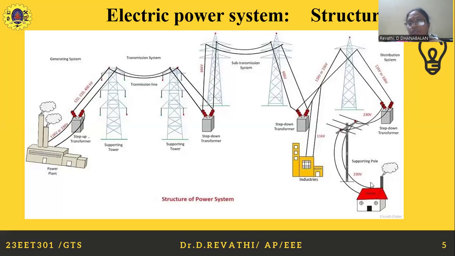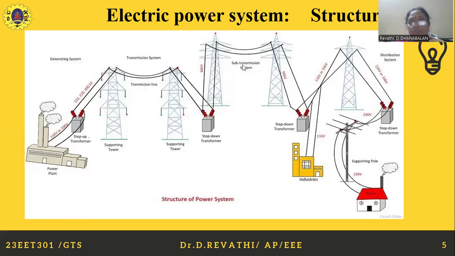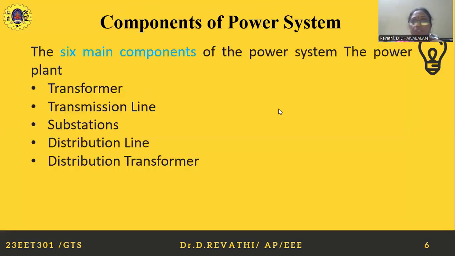So this is how we use the power from the power plant through the transmission. How we step down and step up as needed, we use the voltage, and finally we distribute the voltage to the end users. So I think you all know very well about the structure of power system. The structure of power system consists of the components: transformer, transmission line, substation, distribution line, and the distribution transformer. Here we are using the transmission line, substations, and the distribution systems. That's why they are called the main components of the power system.